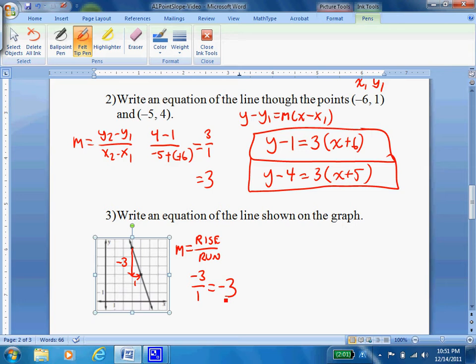Now, let's just take one of the points. I'll use this one. So let's count. There's 3 for the x. And 1, 2, 3, 4, 5, 6 for my y. So there's x1 and y1.